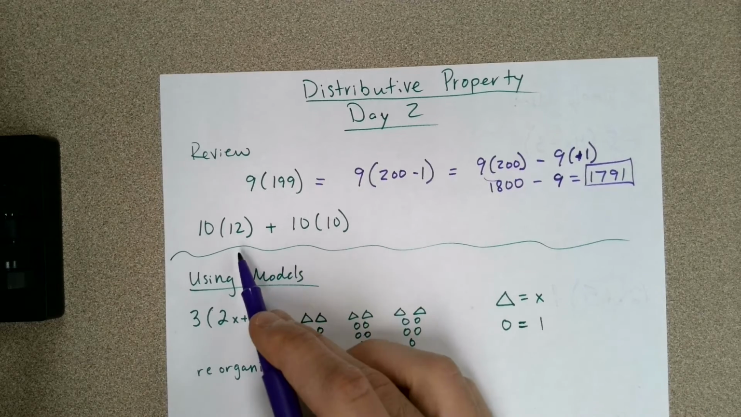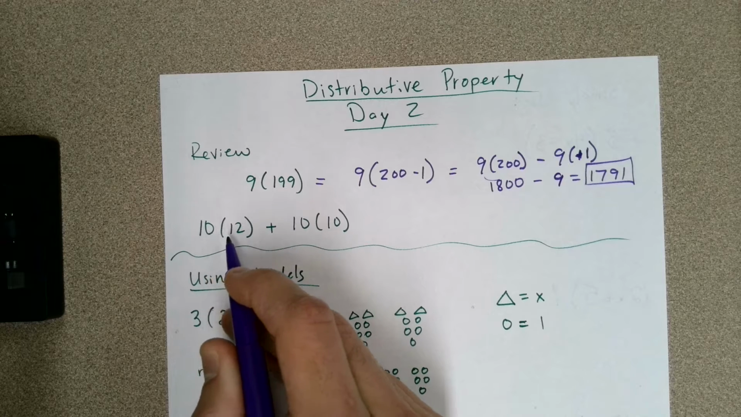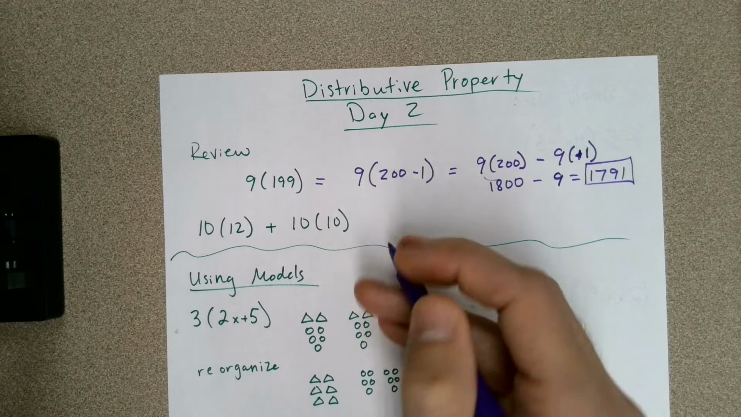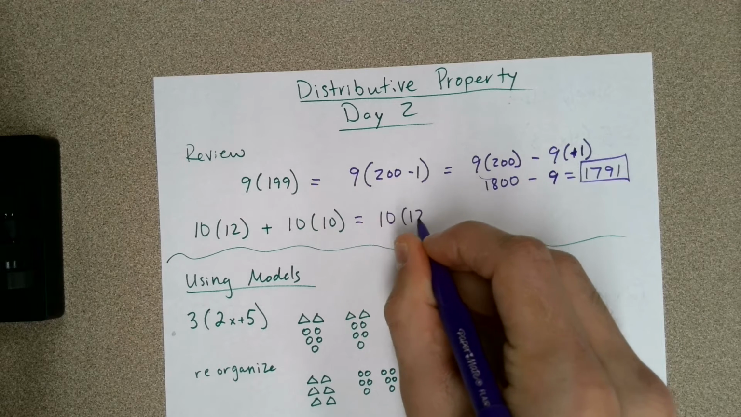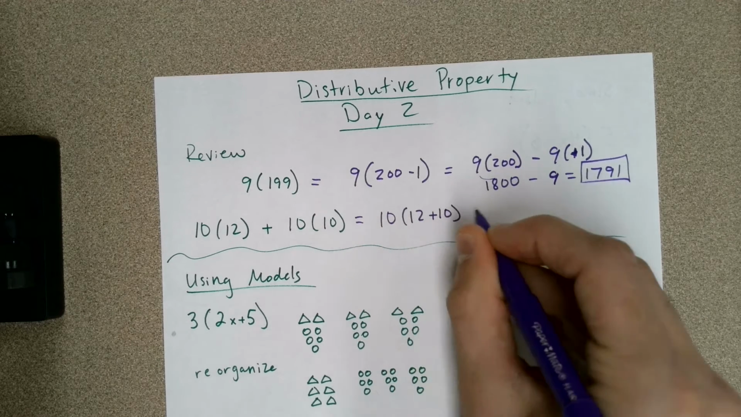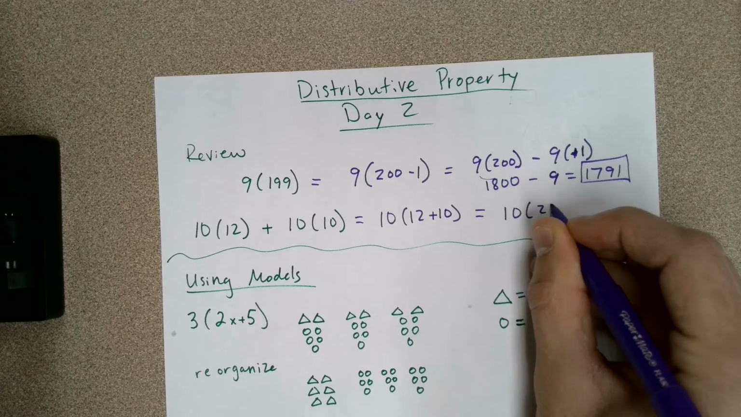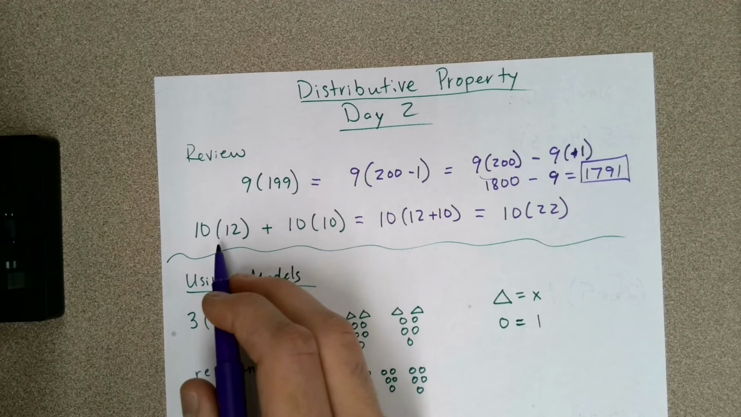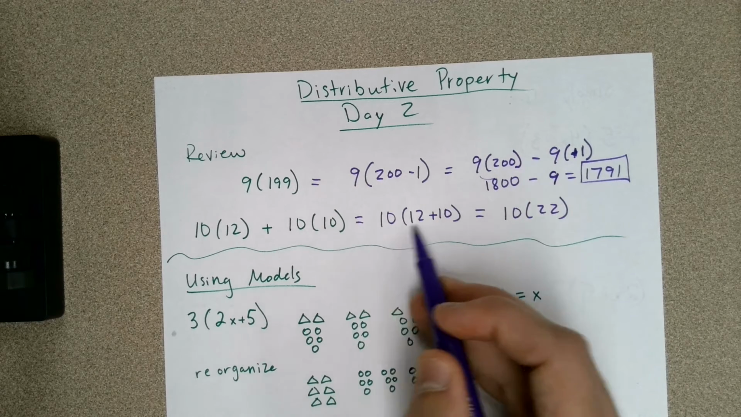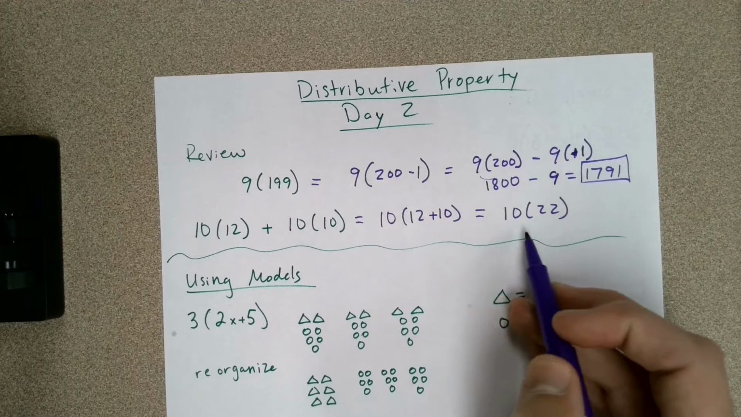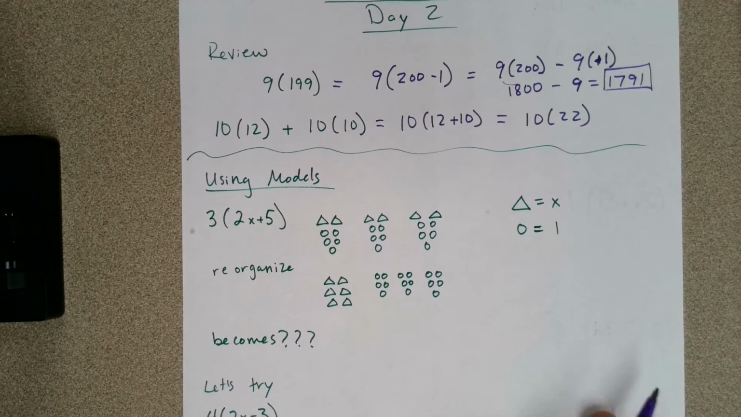Looking at the next one, we want to make this simpler. I have 10 times 12 plus 10 times 10. I know I can rewrite that as 10 times 12 plus 10, and I can rewrite that as 10 times 22. See what I did there? I took these, connected them, did the reverse of what we did in our first one, connected them back together, and then add them up. So that's a little bit of what we did on Friday.